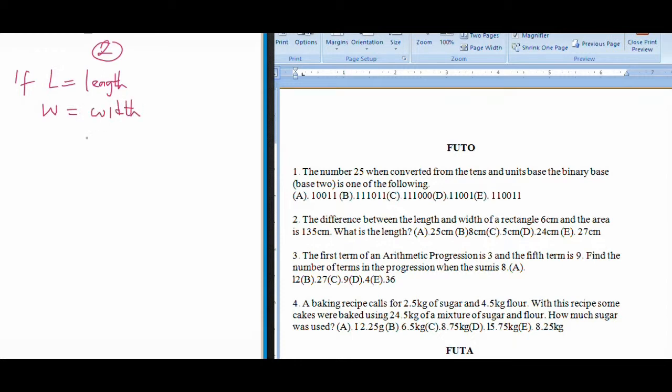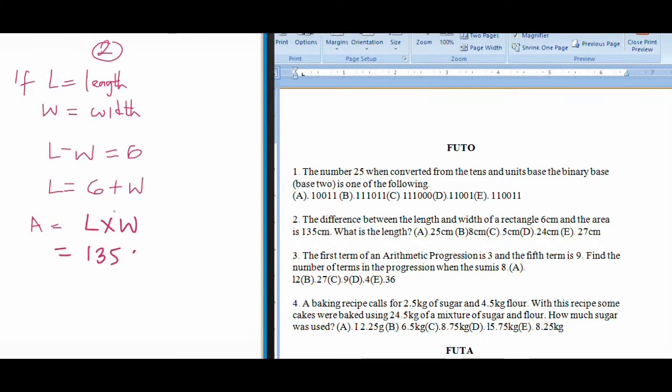if the difference between the length and the width is 6, that implies L minus W is equal to 6. Now from here, our L is equal to 6 plus W. What is the area of a rectangle? The area of a rectangle A is given as length times width. Now don't forget that we're given the area as 35, which means 35 will be equal to length, which is 6 plus W, into W.